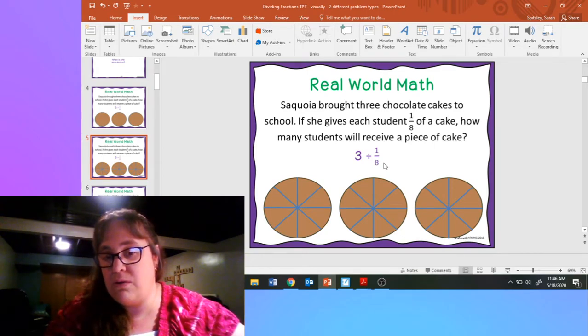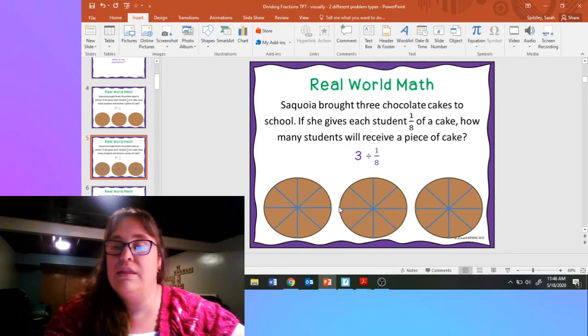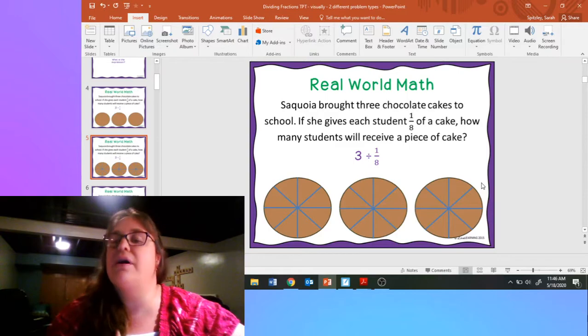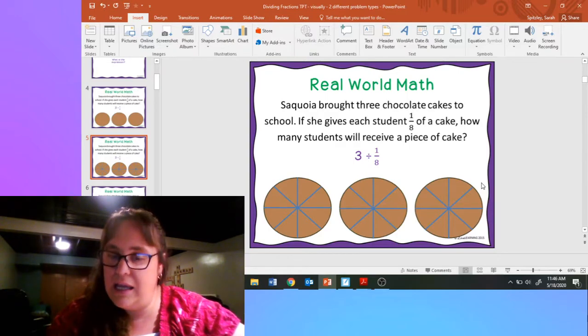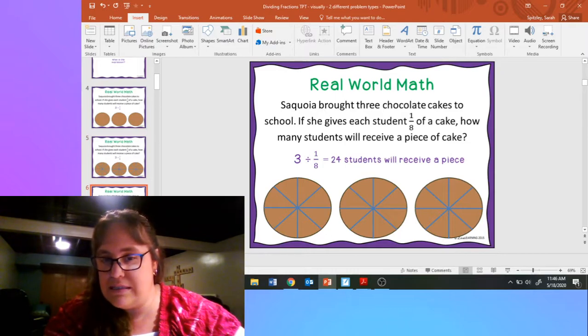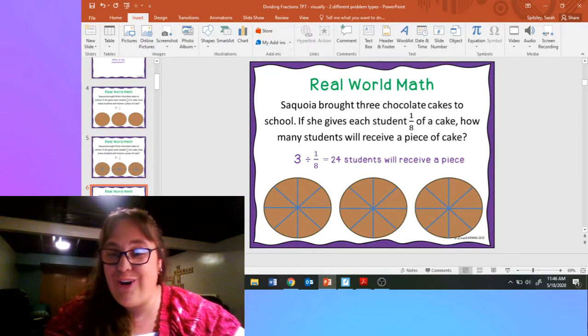Now you can do some counting, or you can also use your multiplication chart to help you with this. Because this cake, you got 8 pieces out of it. This cake, you got 8 pieces out of it. And this cake, you got 8 pieces out of it. So you have 8 pieces 3 times. So you've got 8 times 3. So how many pieces of cake? 24. So she'll be able to serve 24 students.